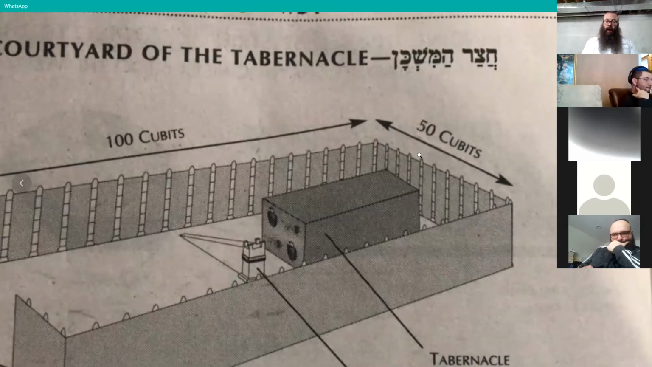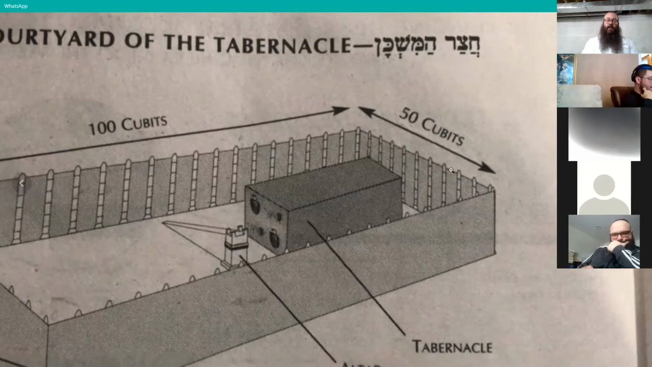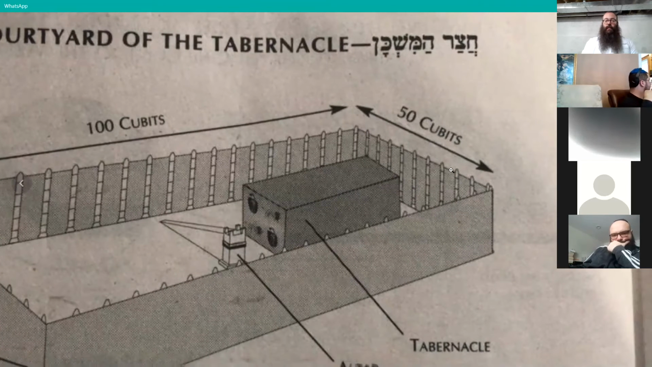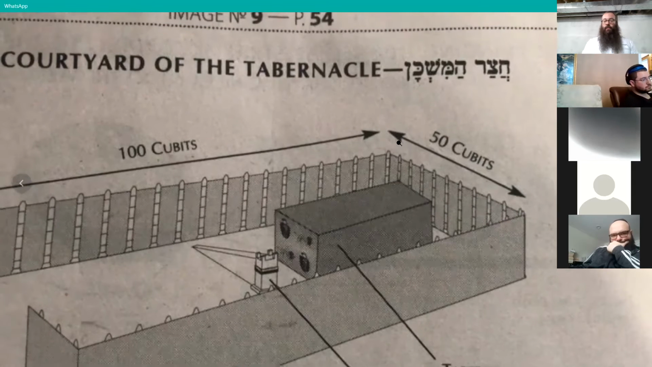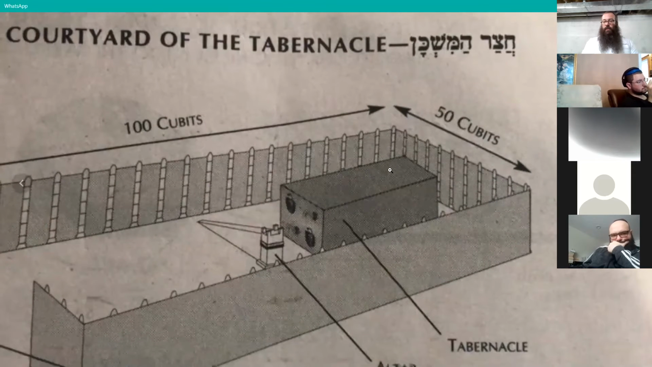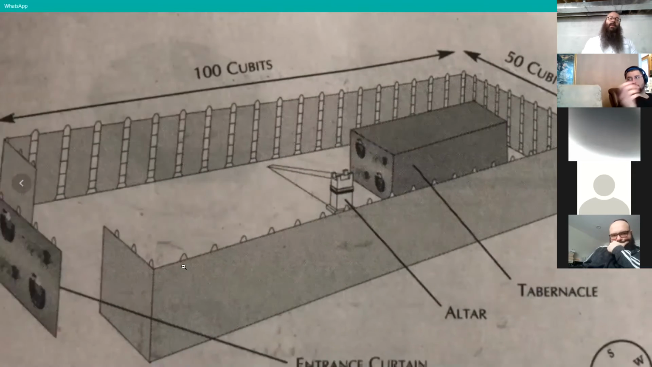Wait, what am I saying? 75 feet times 100 is 7,500, times 10 is 75,000, right? Does that make sense? 75,000 square feet is a huge amount of space. So the courtyard was massive.